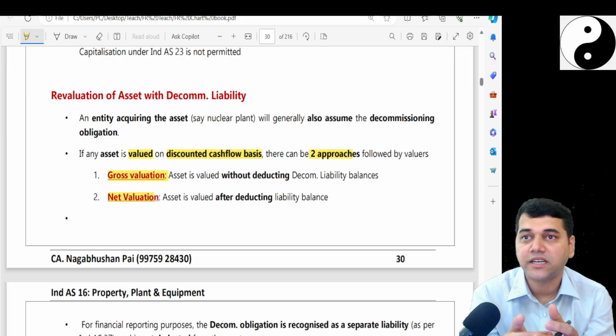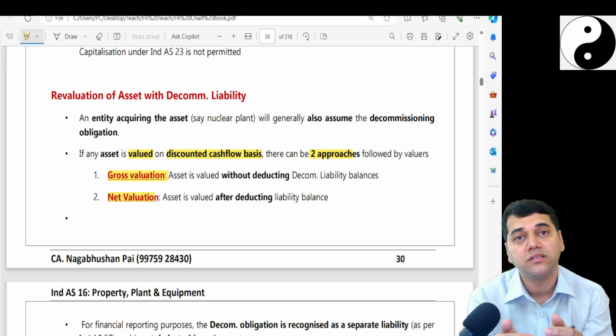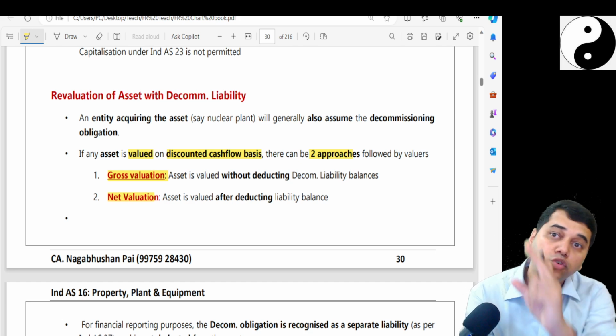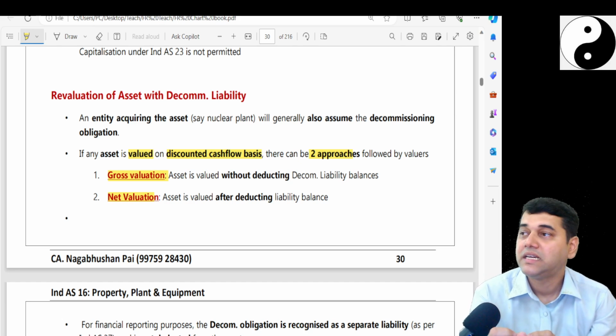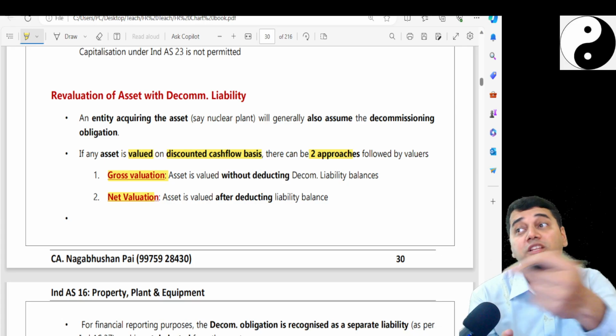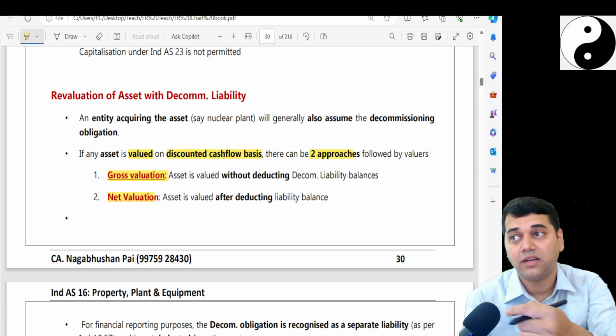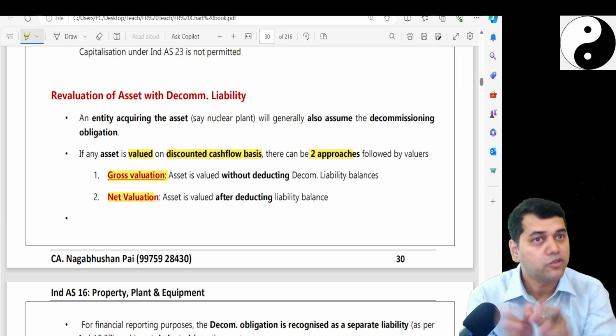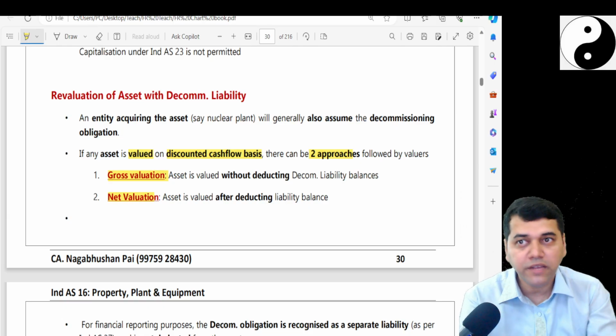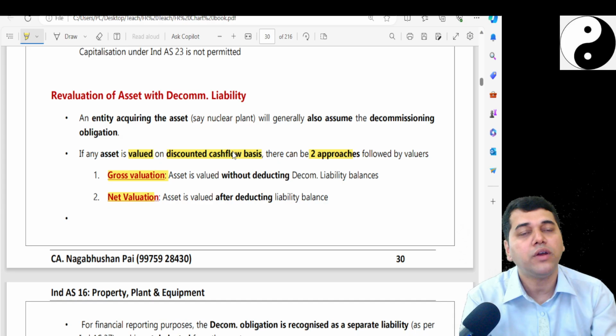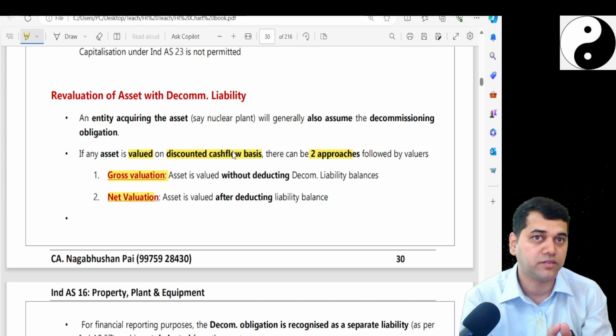because asset is different, liabilities are different. They are interrelated, but how will you present in the balance sheet? PPE you show on the asset side of the balance sheet, and the decommissioning liability you will show on the non-current liability under the liability side of the balance sheet. So both are different now. So when you do the revaluation, they will revalue and provide you two different figures.